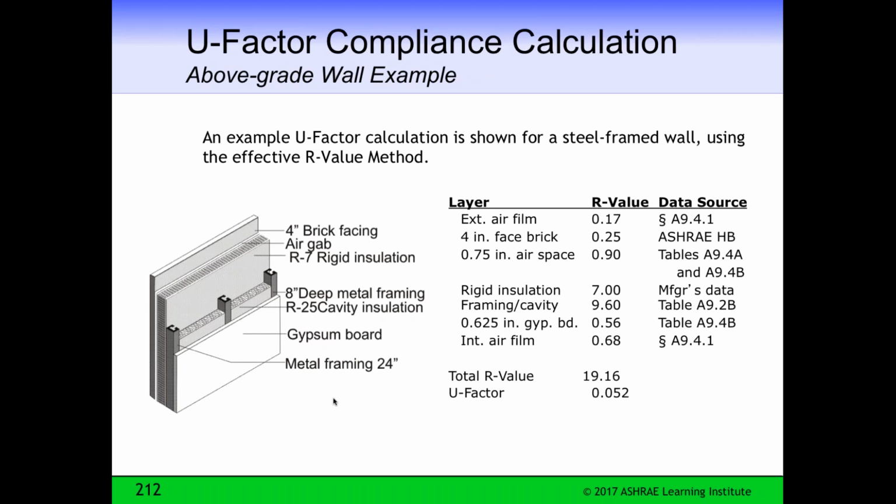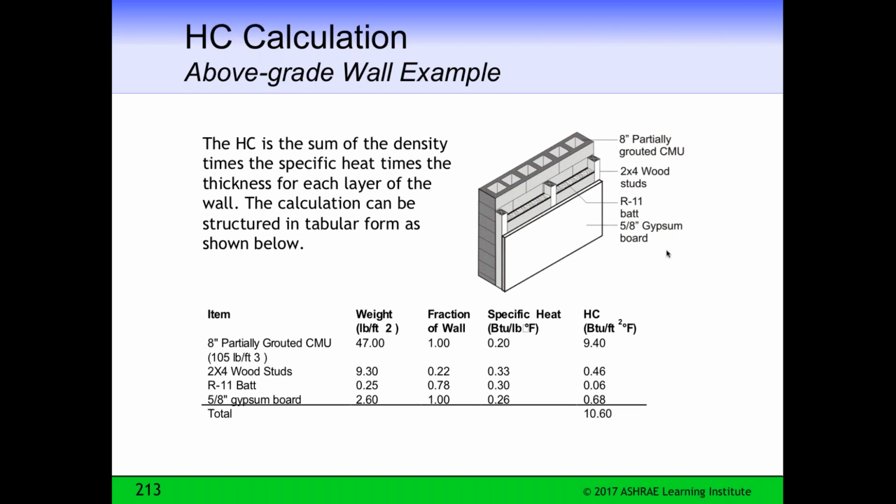And here's an example of the above grade wall compliance calculation using R values and converting to a U value. It's got a couple interesting spelling mistakes. This is from the user's manual of a couple generations back, but shows you that your data sources for almost all of the layers are coming from Standard 90.1 tables, and only the rigid insulation is coming from the manufacturer's data. So it shows you the method for doing it. It also shows you the method for calculating heat capacity for mass walls.